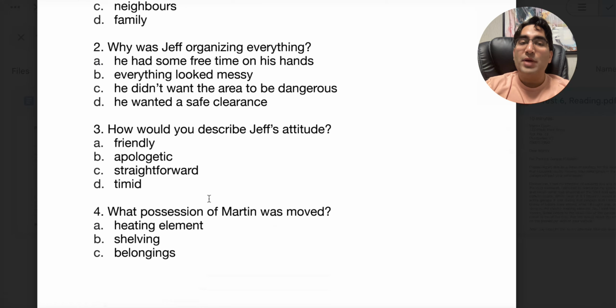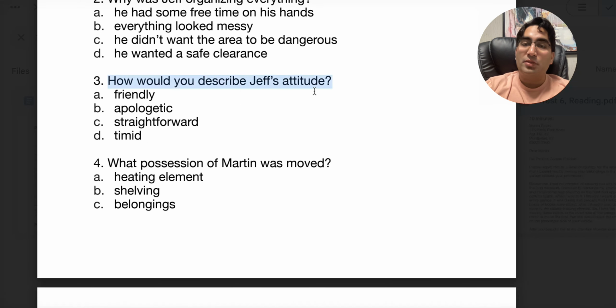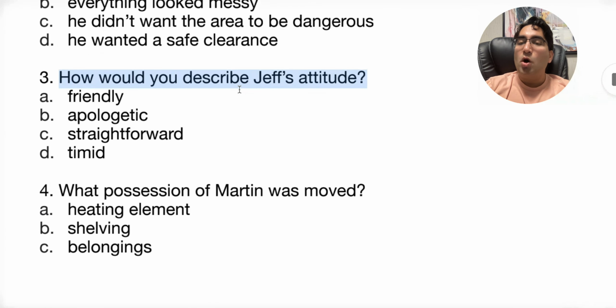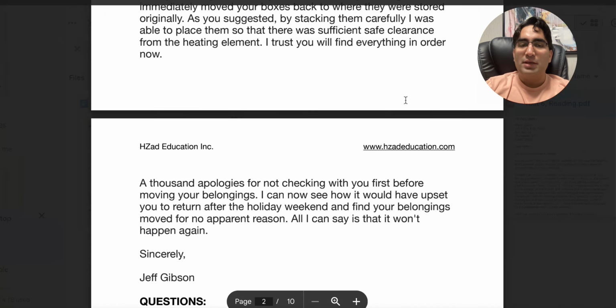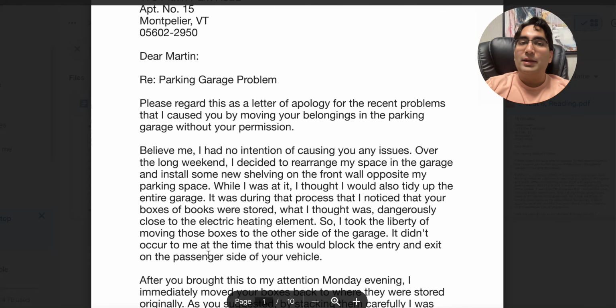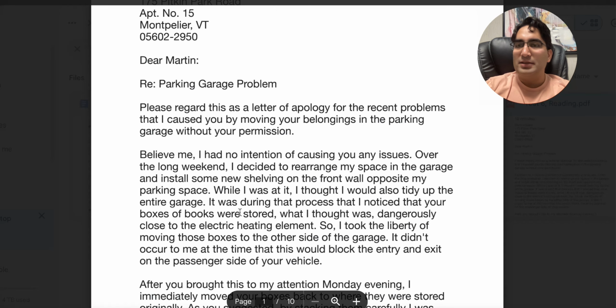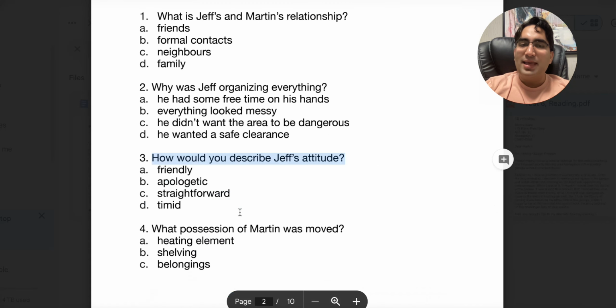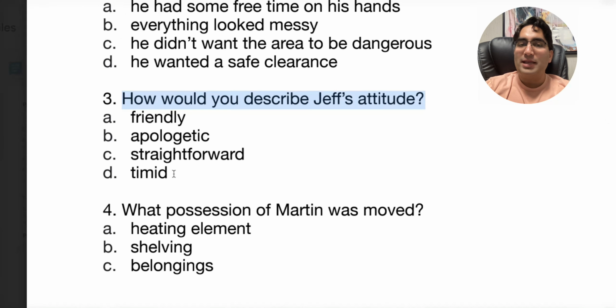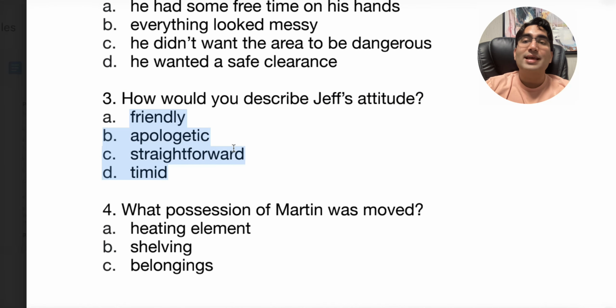So the best strategy here, for example, if I'm looking at question 3, is going to be looking at only the question. How would you describe Jeff's attitude? So now I'm going to go up, figure out who Jeff is. Jeff is the person writing the letter. I'm going to get an idea of what his attitude is from the text. Then, once I know that, I'm going to come back down and look at the options then. At this point, I already know Jeff's attitude, so now I'm much more able to answer these correctly.